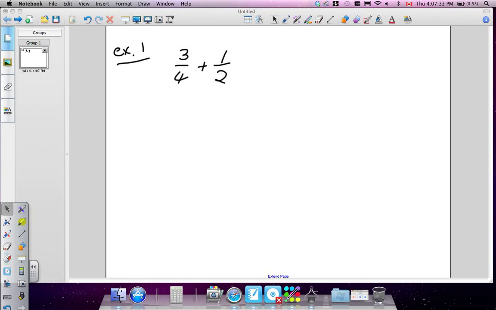Okay, so we have 3 over 4 plus 1 over 2. Whenever you're adding and subtracting fractions, do you know what the rule is with the denominator? The denominator is the one on the bottom. Yeah, that's right. That's the one on the bottom.